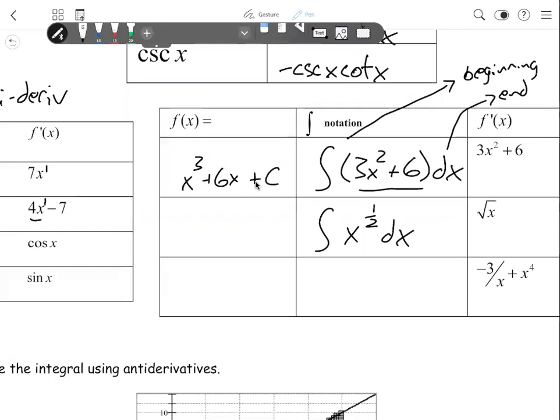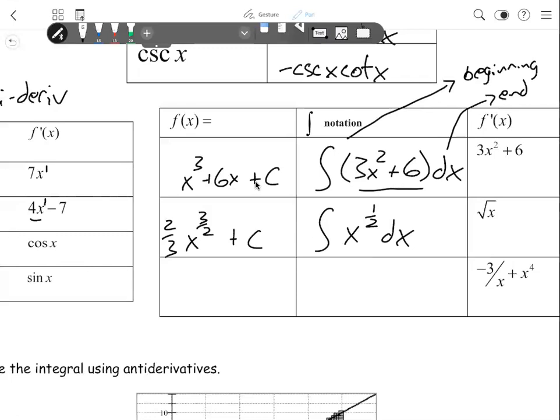So working this one, taking the antiderivative, I have an exponent of 1/2. I'm going to add 1 to it, which gives me x to the 3/2. Then I'm going to divide. So I have the new exponent and I divide that into 1, which means I'm just going to flip this and multiply. So I also need a plus c there.